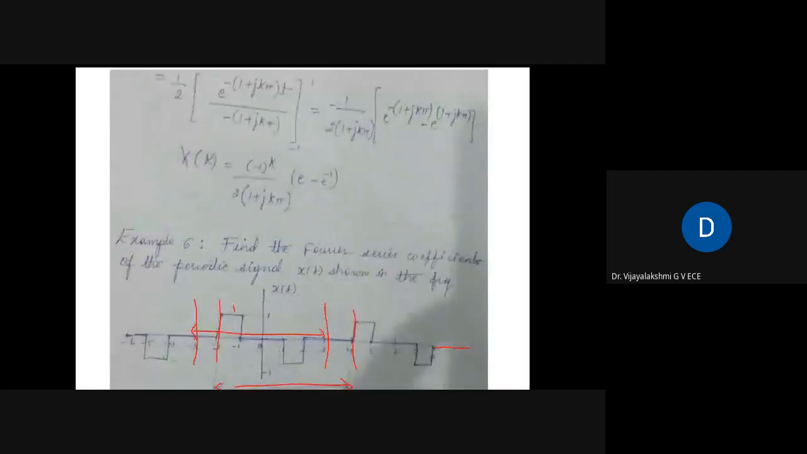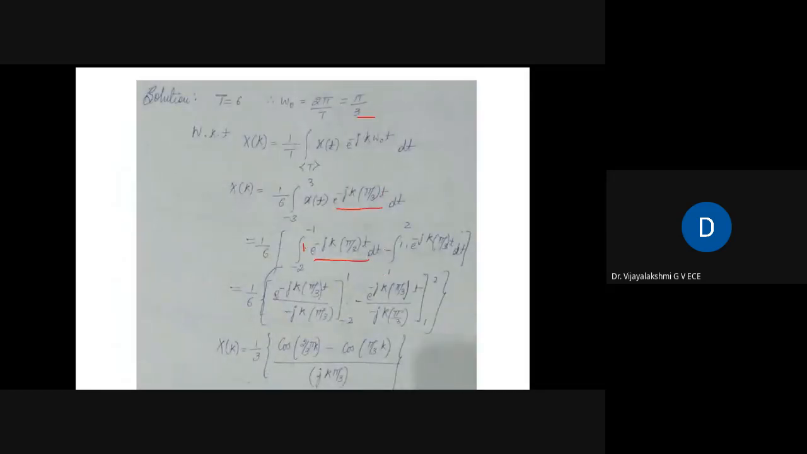And why have we taken a negative sign? Because x of t is equal to minus 1. So I have taken minus. So 1 to 2 and this exponential term. After this, you integrate this exponential term, apply the limits from minus 2 to 1 and from 1 to 2. After applying the limits and simplifying, this will be a cosine term, and this is also a cosine term, divided by jk pi by.